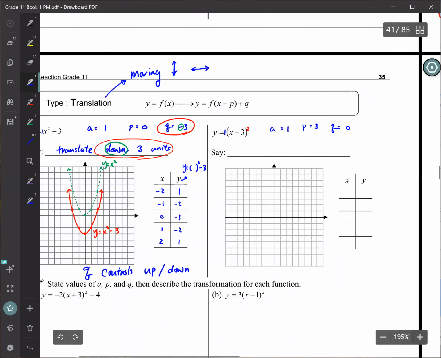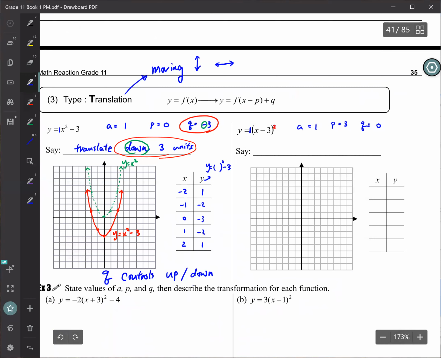So we have P and Q, right? The last question we had Q, right? Q is -3, it moves down 3. We had Q controls up and down. So instead of Q, we have P this time. So any guess what it will do to the graph? What does P control now? Anyone want to take a guess? When P equals 3, what will happen to the graph?